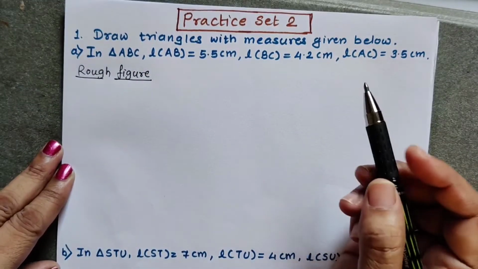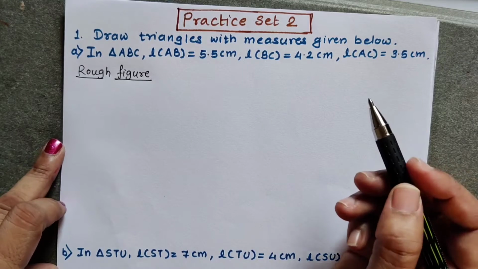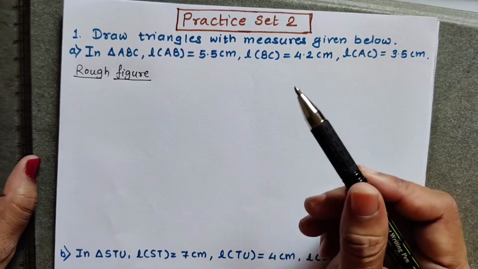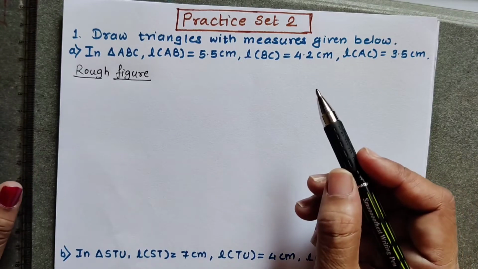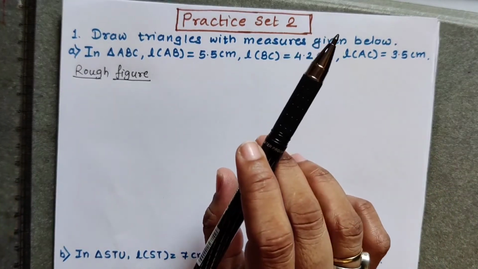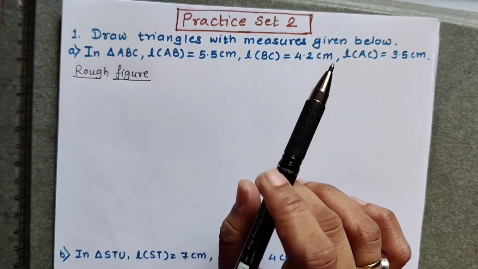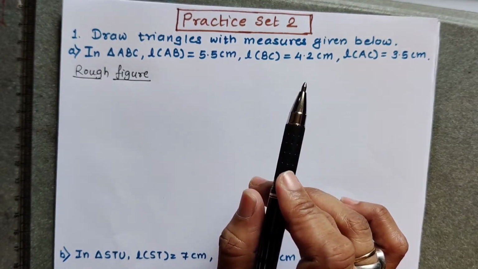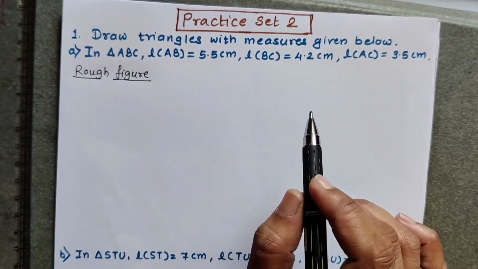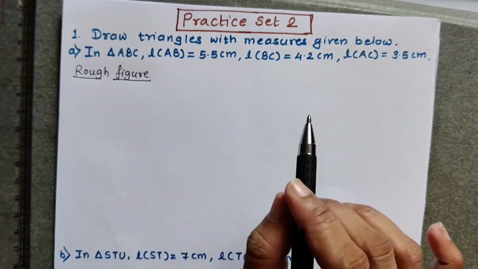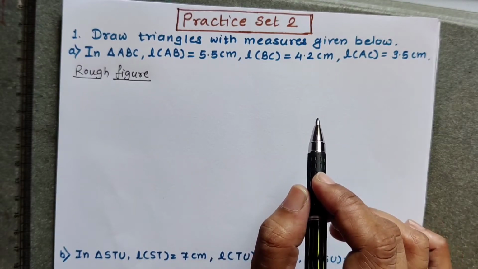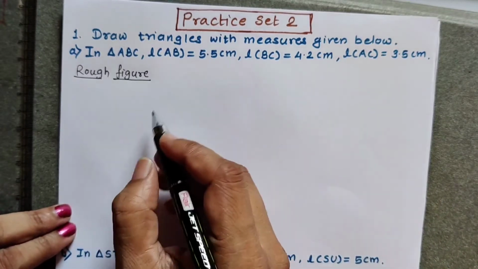In a rough figure we can use our pencil and hand only. If you want, you can use the scale also, but I am using my pen and drawing with my hand. But as I am using a pen, you all have to use a pencil only. I have told you in my first video also, all the geometrical construction should be done with the help of a pencil only. You all should not use a pen. I am using a pen so that all the diagram is visible clearly to you all. So let us see how to draw the rough figure.